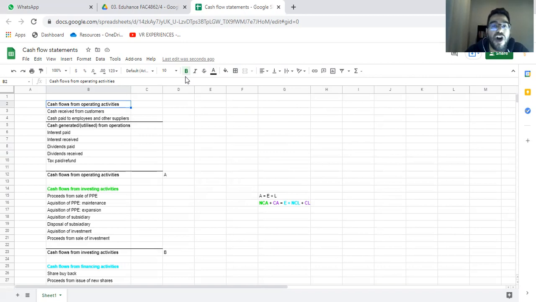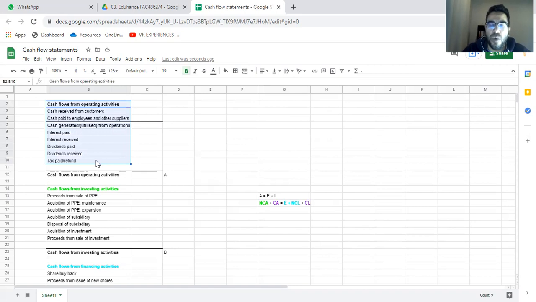Trade receivable is an operating asset. Trade payable is an operating liability. Inventory is an operating asset. Prepaid expenses is an operating asset. Not all accrued income and not all accrued expense, though. Accrued income and accrued expense could relate to interest paid, interest received, dividends paid, dividends received. So just be careful on that. But typically all current assets and all current liabilities will relate to these things.